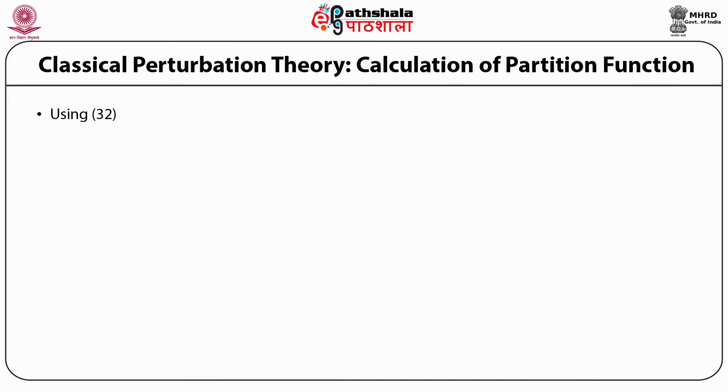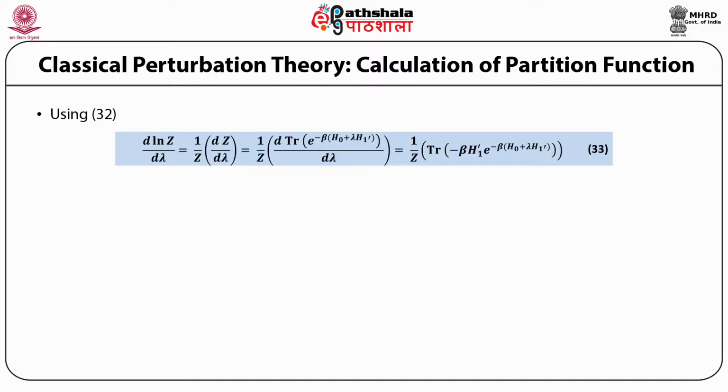Using this, the derivative of log of Z with respect to lambda is equal to 1 upon Z, derivative of Z with respect to lambda, equal to 1 upon Z, derivative of trace of e raised to power minus beta (H naught plus lambda H1 dash) with respect to lambda, equal to 1 upon Z, trace of minus beta H1 dash e raised to power minus beta (H naught plus lambda H1 dash).